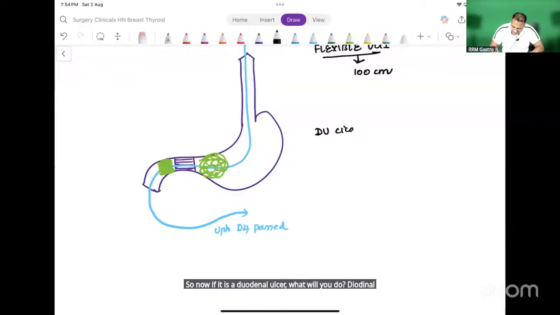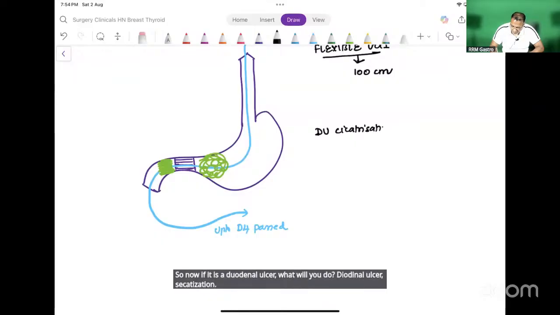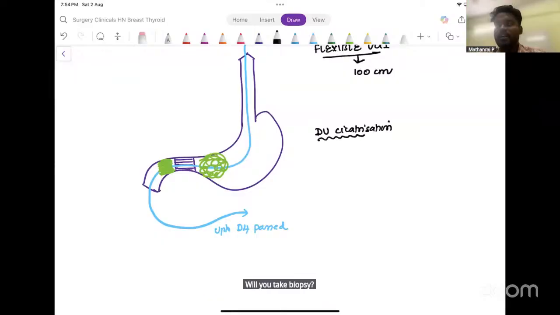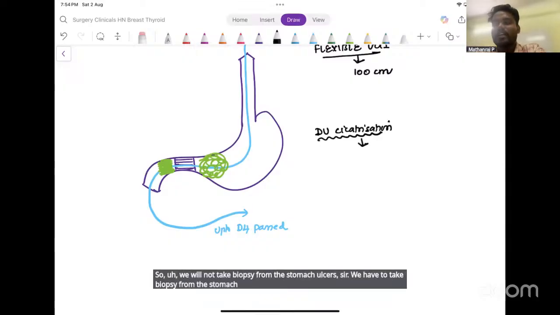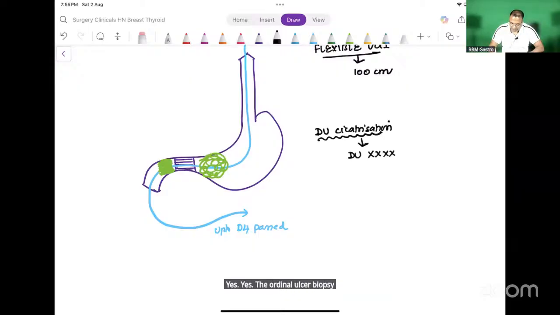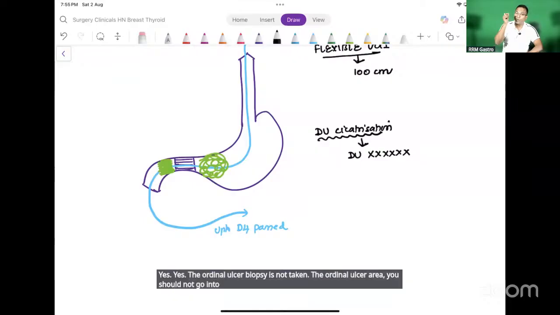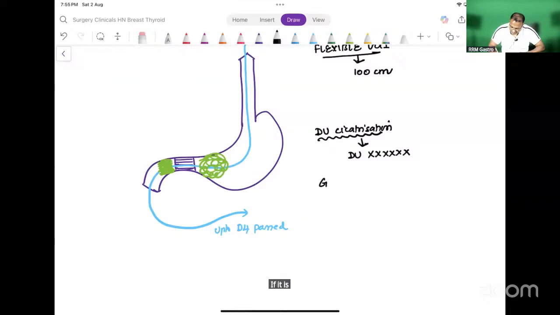Duodenal ulcer cicatrization. Will you take biopsy? Sir, we will not take biopsy from the stomach ulcer, we have to take biopsy from the stomach to test for H. pylori. Yes, duodenal ulcer biopsy is not taken. You should not go into the duodenum and take biopsy, you may cause perforation. If it is a gastric ulcer or a gastric cancer, you should take biopsy.